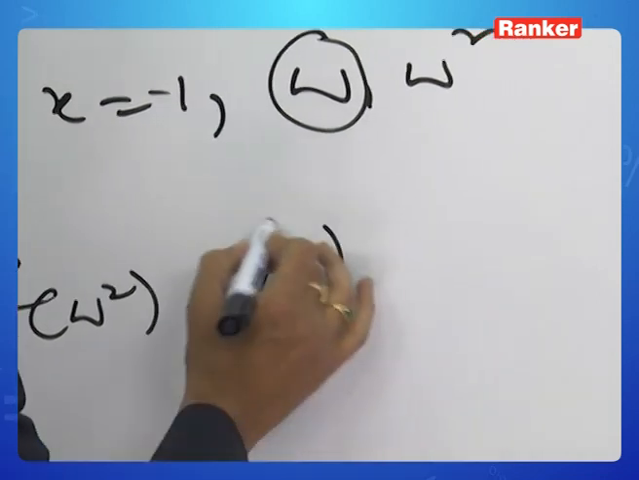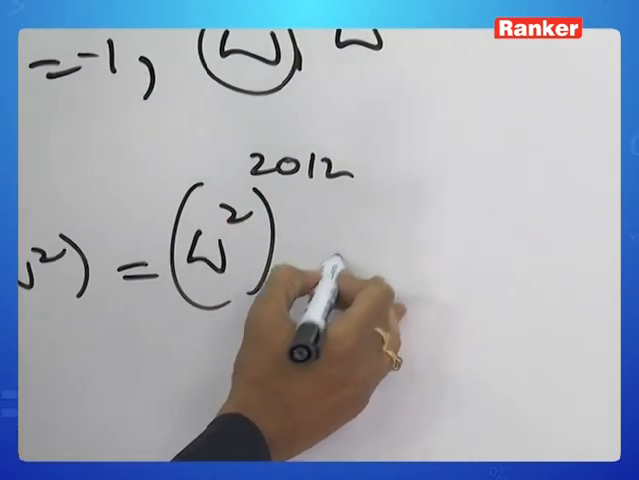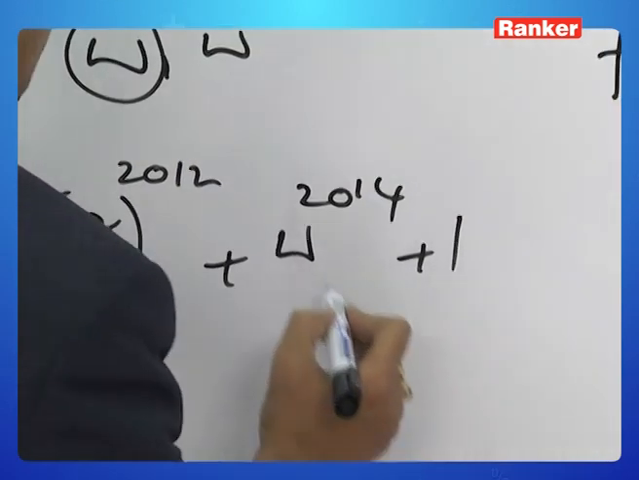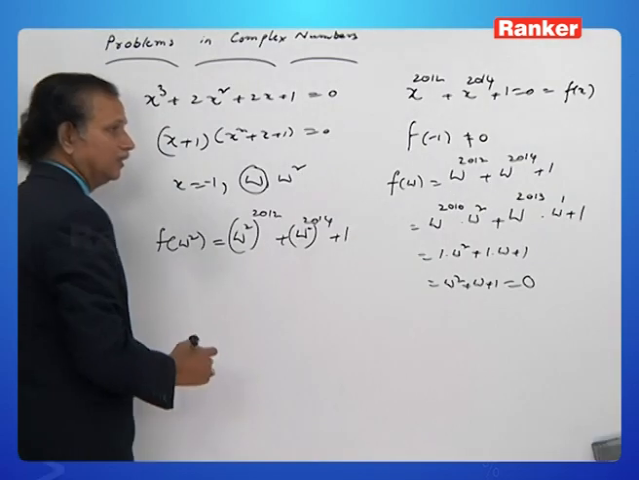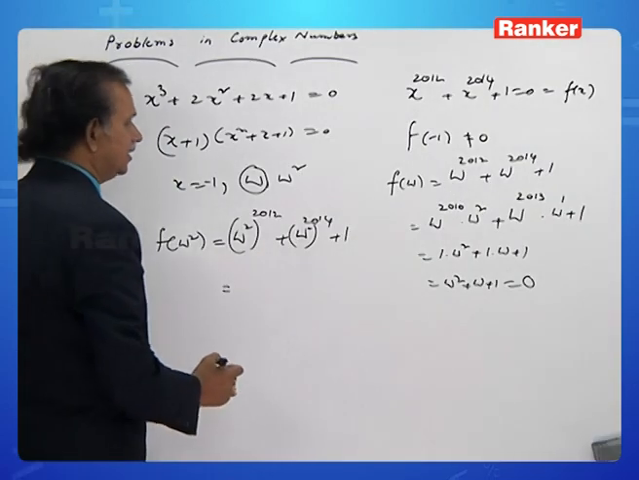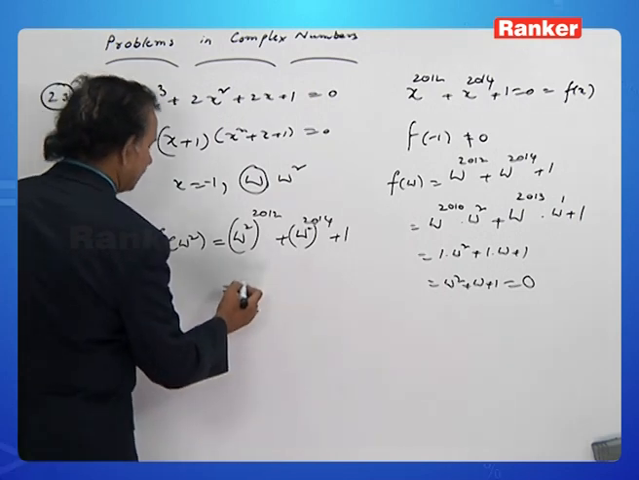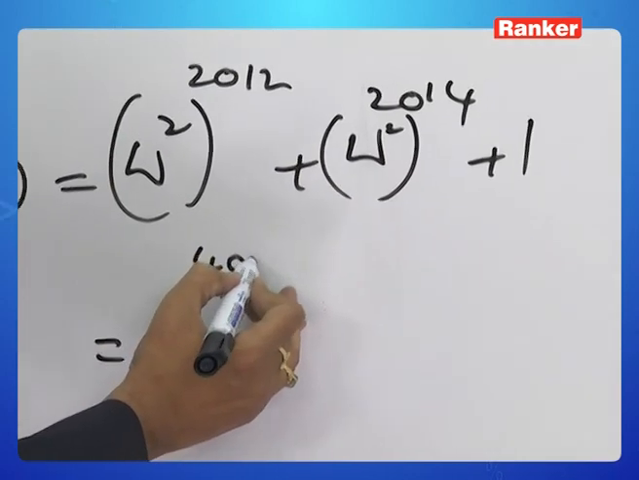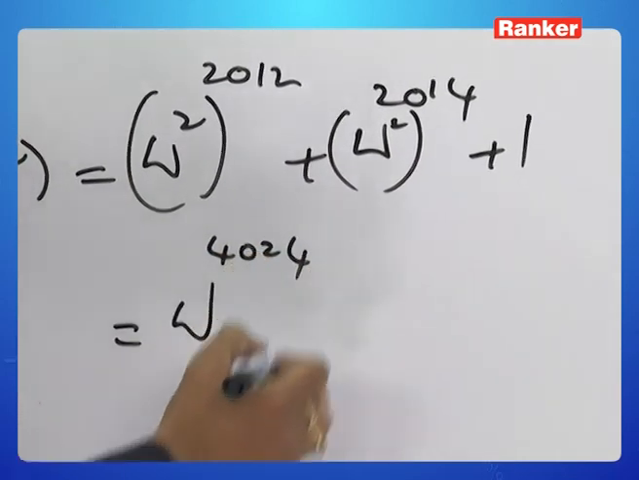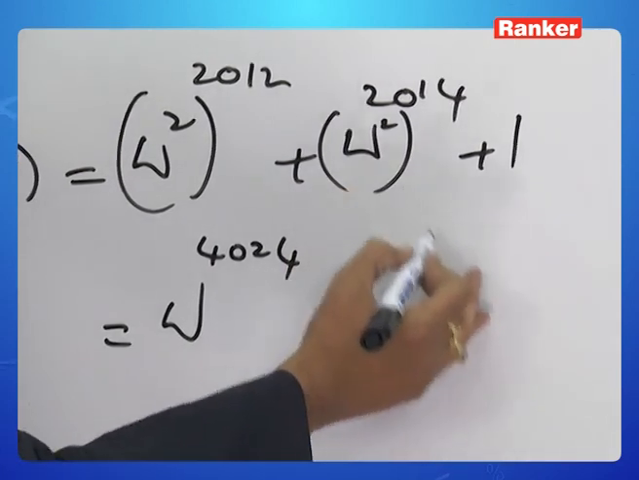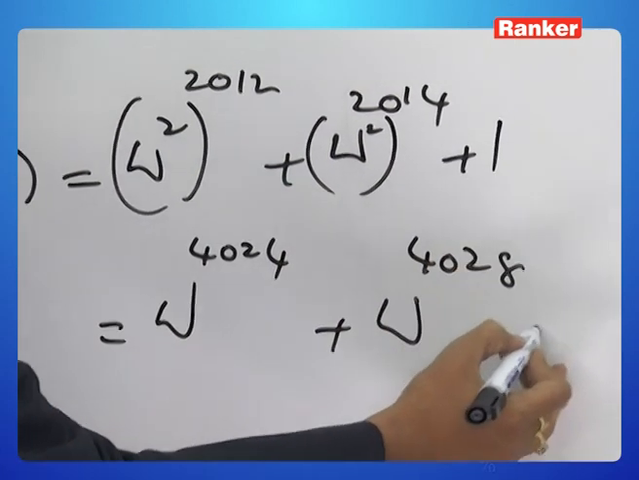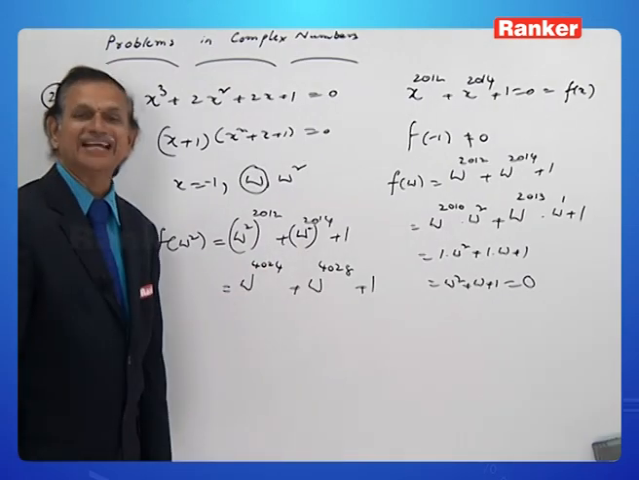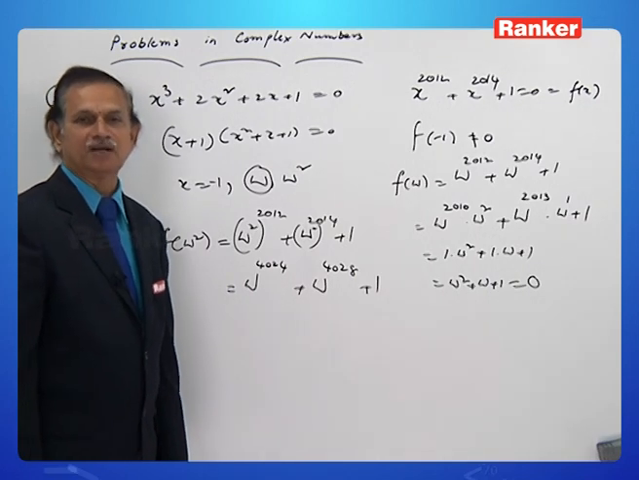Omega square power 2012 plus omega power 2014 plus 1. As in the previous case, it can be written as omega power 2 into 2012, which is 4024, plus omega power 4028 plus 1. Observe this: 4 plus 4 plus 2, 10. Is it a multiple of 3? No, it's not a multiple of 3.